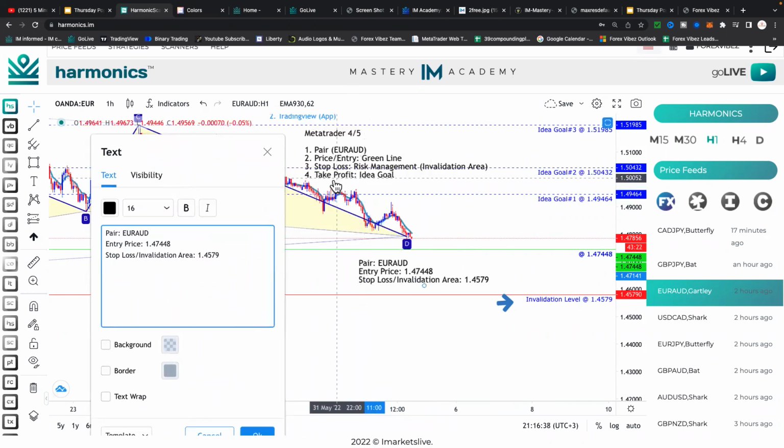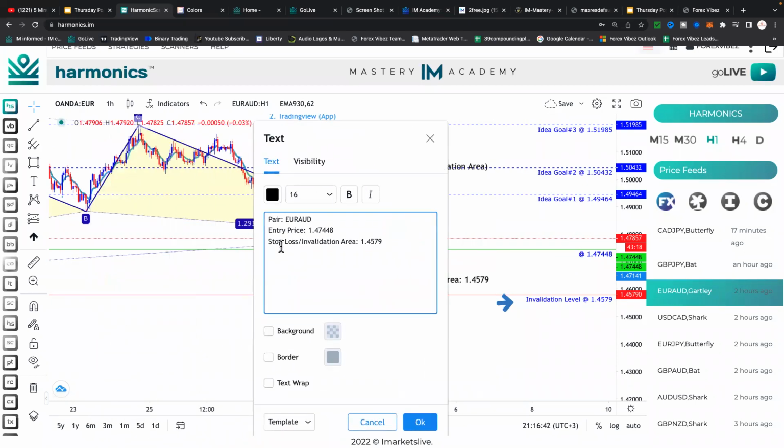Once I do that, what's the next thing I said I need to know? I need to know my take profit, or it's going to say on the scanners, idea goal. So I just want to come over here and type take profit. Remember, all I'm doing is copying. Remember, it goes faster than this. You can copy a trade in less than 30 seconds. But I'm trying to show you how to actually use it, so it's taking a little longer than normal.